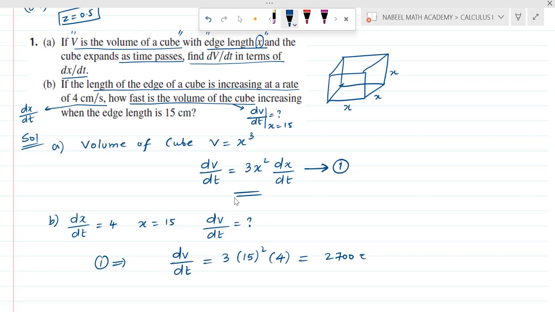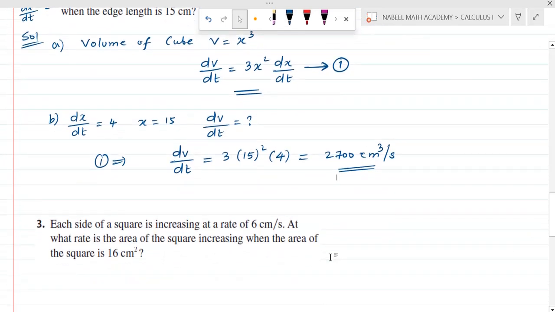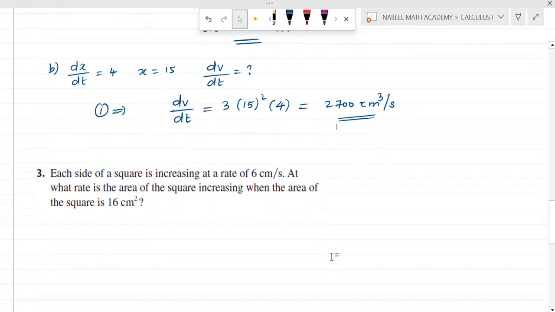Since it is a cube, therefore it is volume, it is a cubic unit. Cubic unit per second, because seconds are given in the unit here in the question. So it is centimeter cube per second. So this is the rate of increase of the volume. Now let us take the next question here.